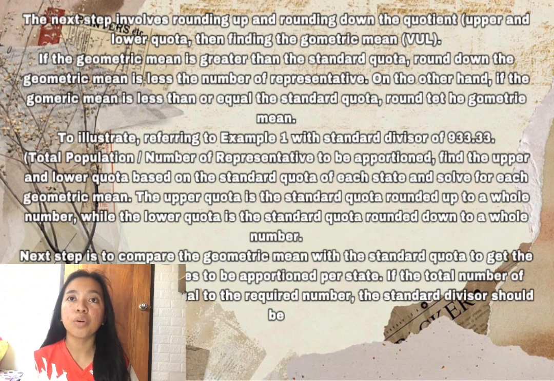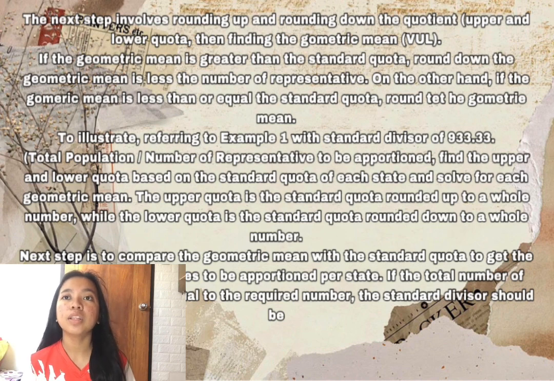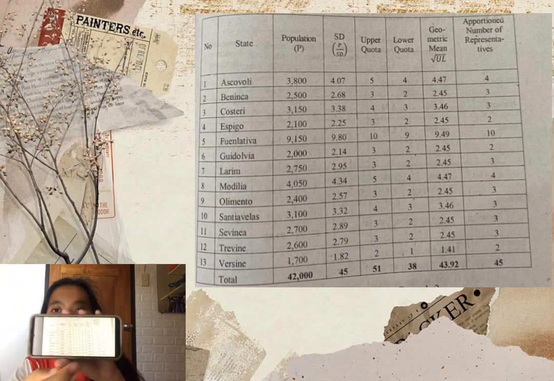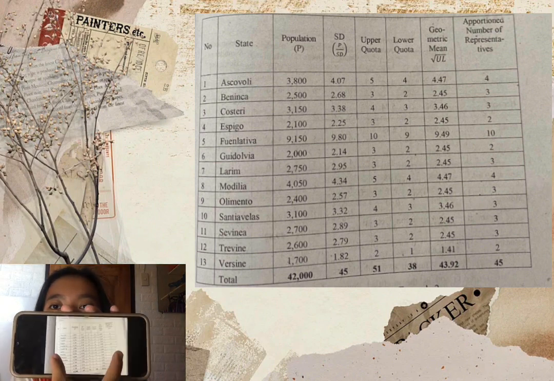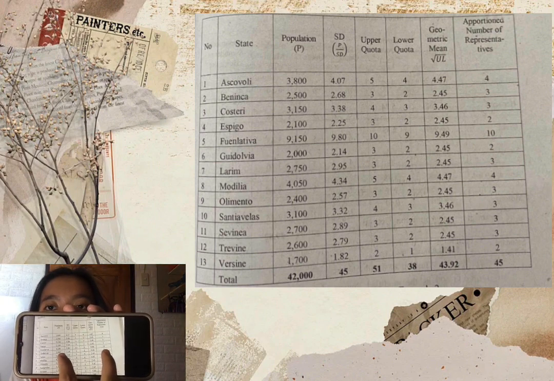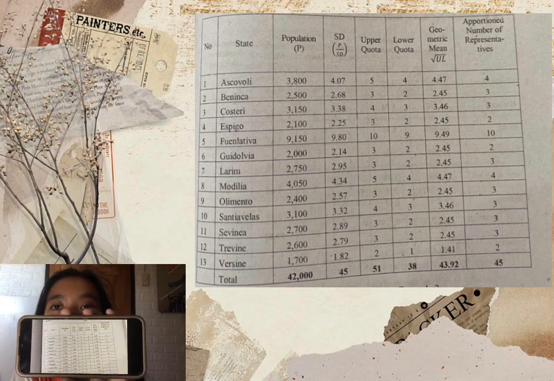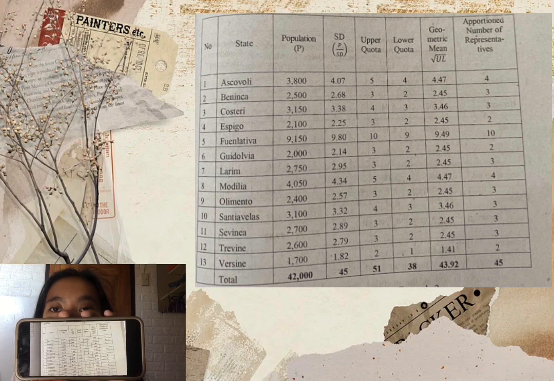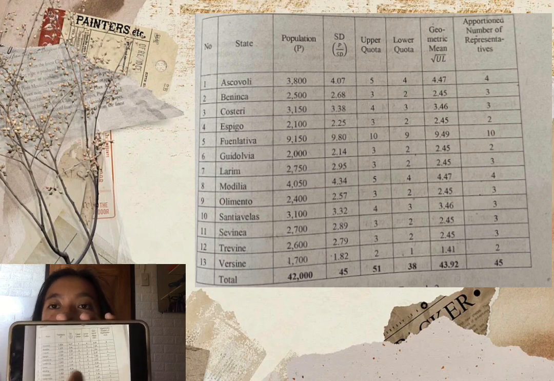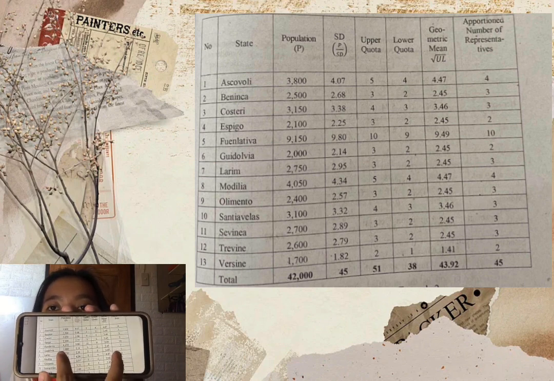Next step is to compare the geometric mean with the standard quota to get the number of representatives to be apportioned per state. If the total number of representatives is not equal to the required number, the standard divisor should be modified. Look at the table below. Example 1 has the columns: number, state, population, quota, upper quota, lower quota, geometric mean, and number of representatives.